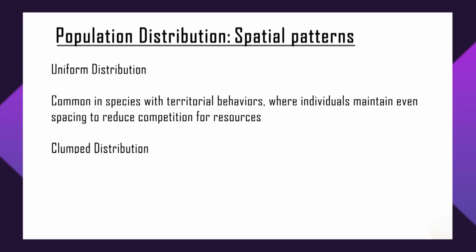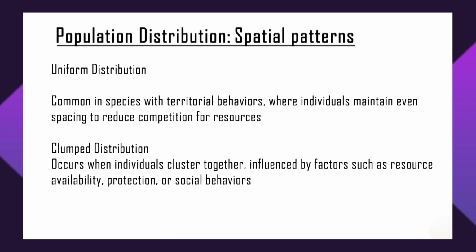The next form of distribution is uniform distribution. These are common in species with territorial behavior, where the individuals maintain even spacing to reduce competition for resources. Another important distribution is clump distribution. It often occurs where individuals cluster together, and it is influenced by factors such as resource availability, protection or social behaviors.